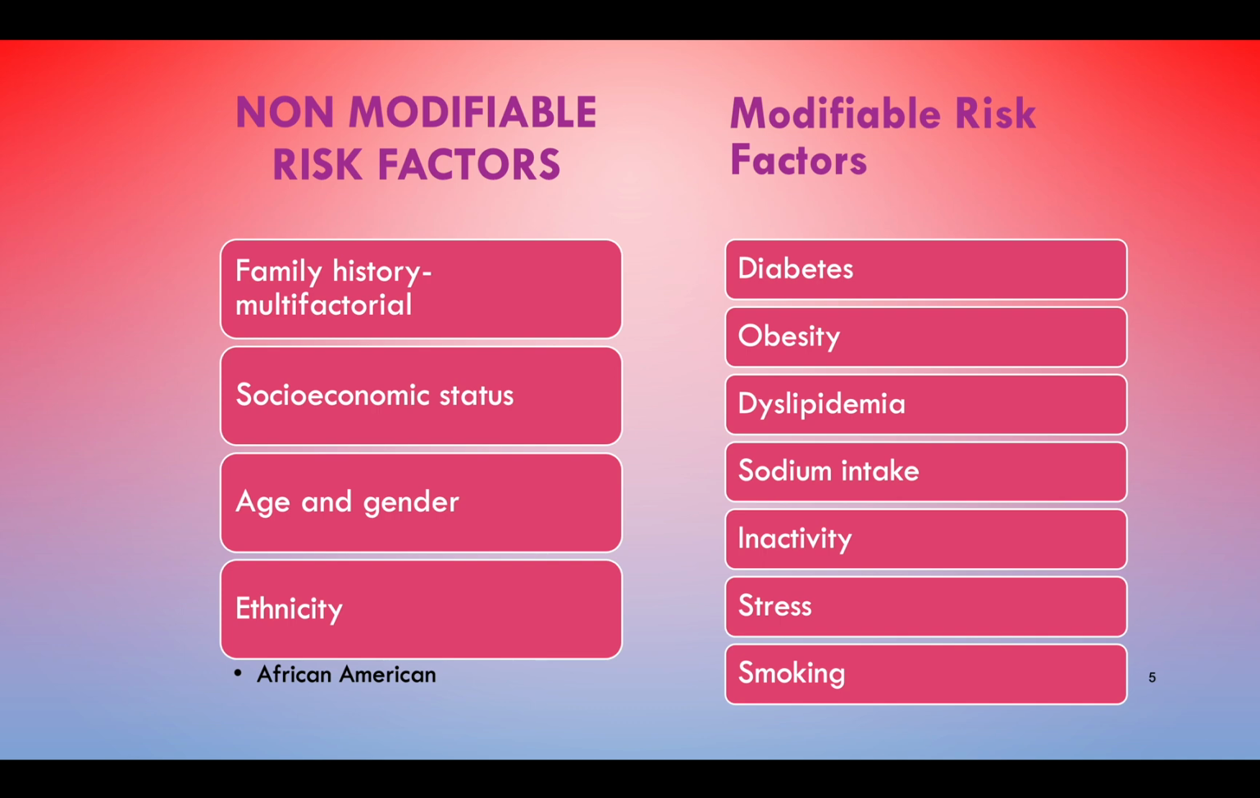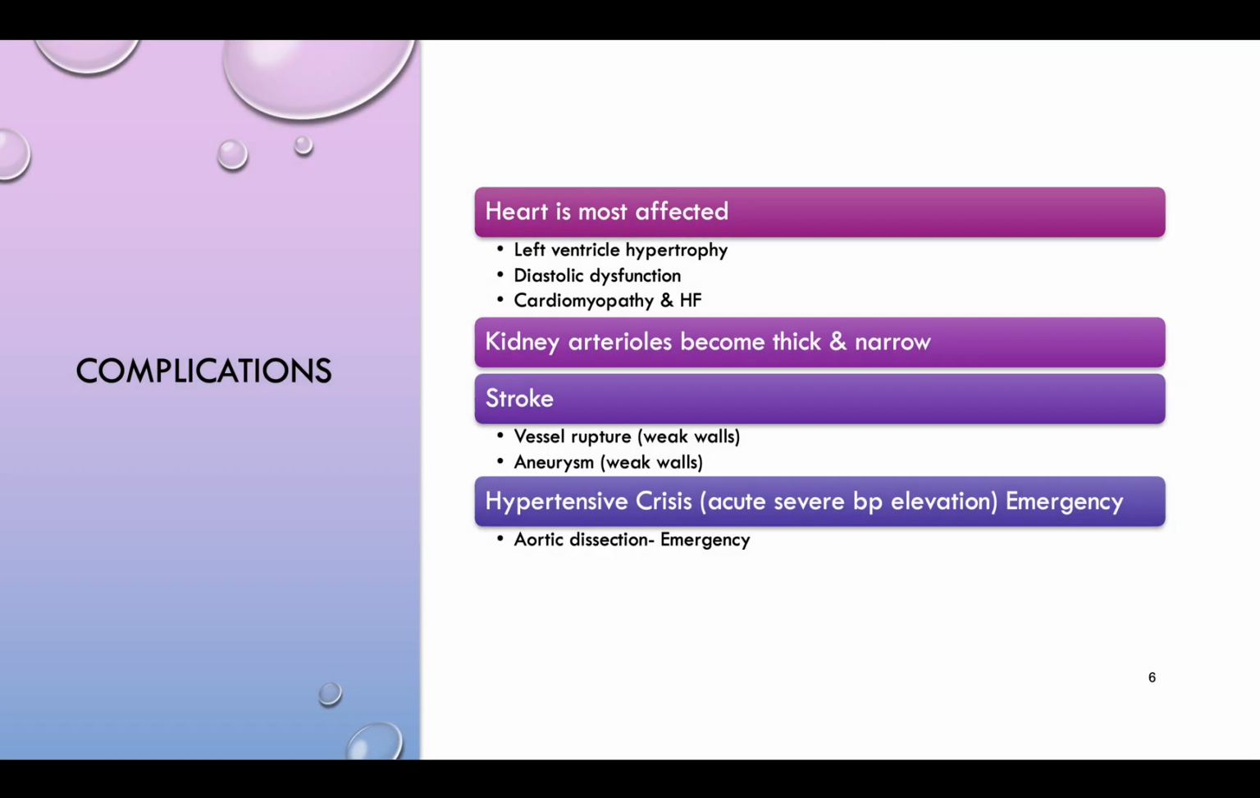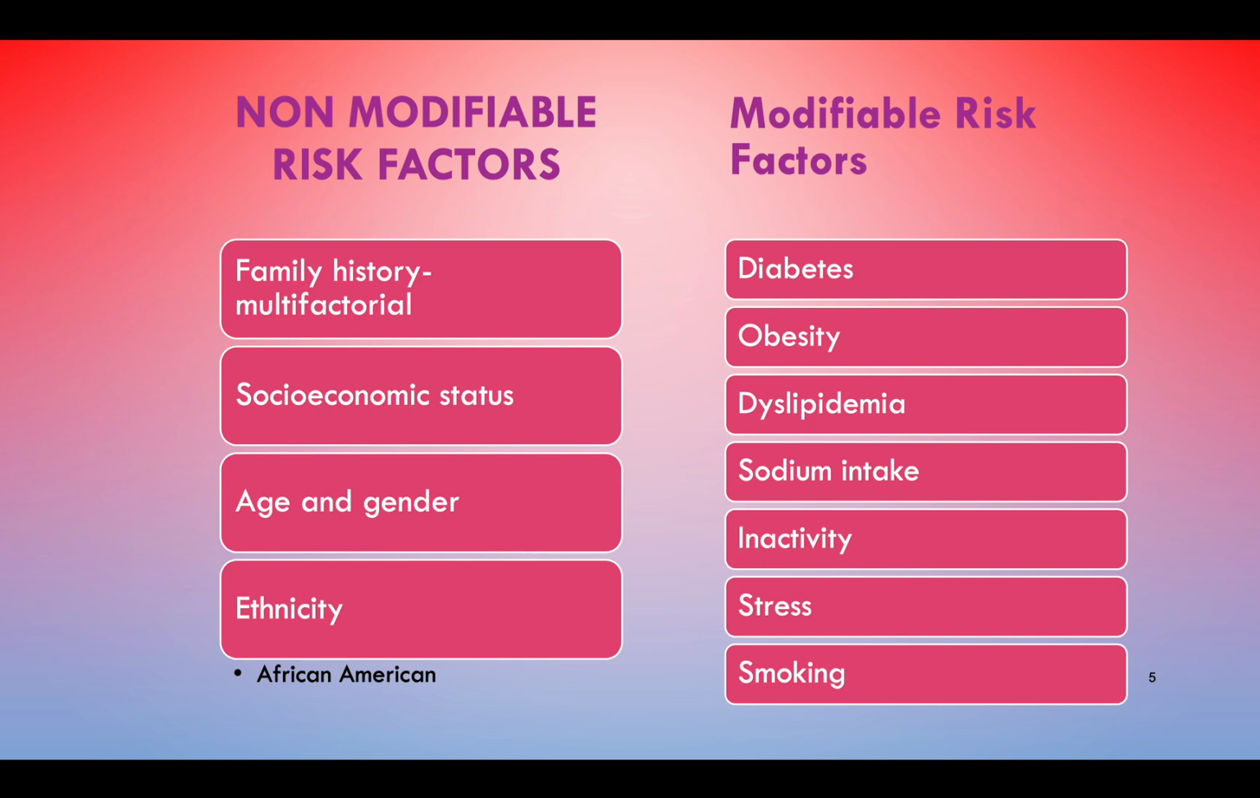But we also know that there are things that have been shown to increase a person's blood pressure, and this is where we can really make the biggest impact. Whereas these non-modifiable things are factors that we can't change, our modifiable risk factors are really where we can make a big difference. Certain disease processes like diabetes, elevated lipids or high cholesterol levels, an increase in sodium intake, sedentary lifestyle, high stress lifestyle, smoking, excessive alcohol intake. All of these things we can knock out or control to help reduce the risk of hypertension in our patients.